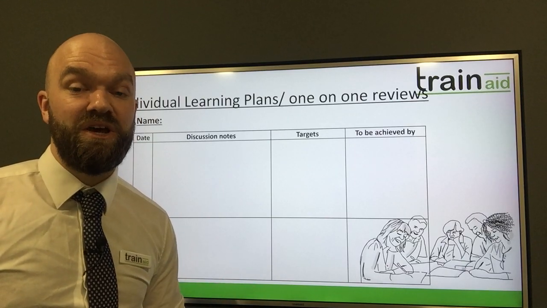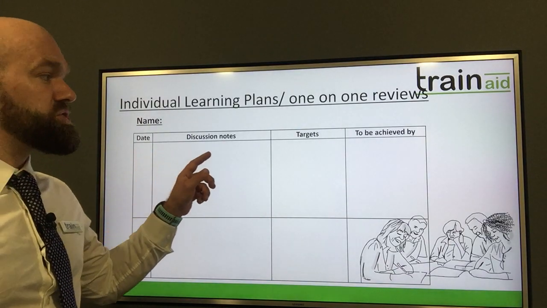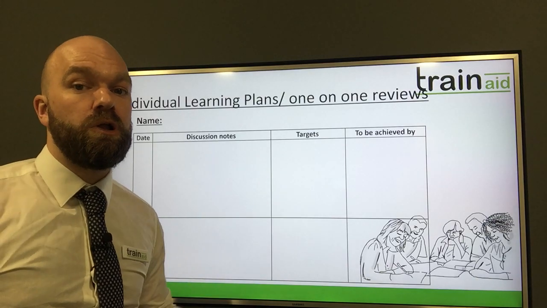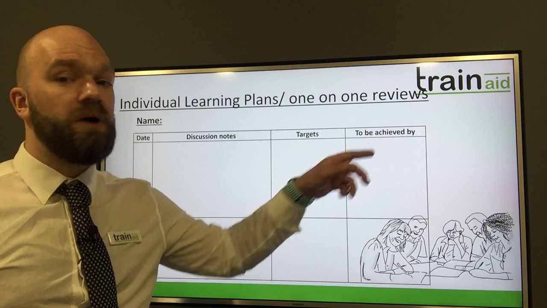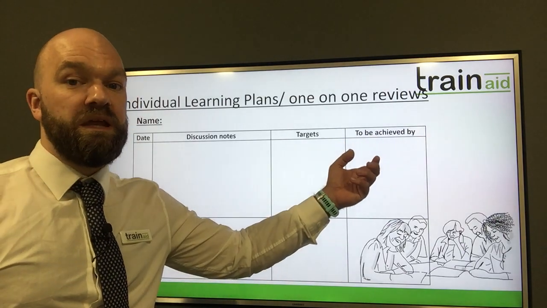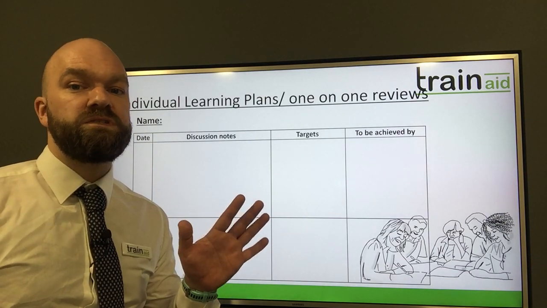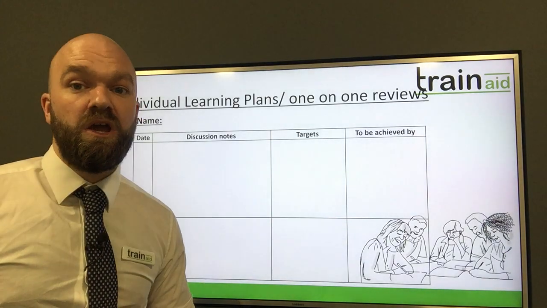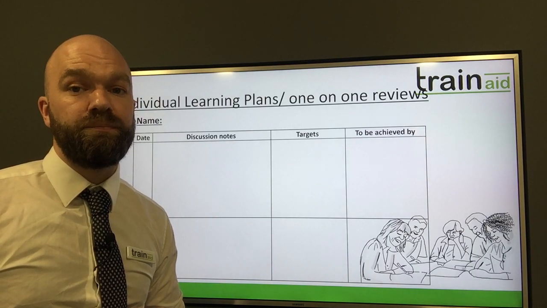confidentiality purposes. Okay, the ILP behind me shows the dates, discussion notes, also targets as well, so setting your learners' agreed targets, and also to be achieved by date as well. So whatever the target is, there's going to be an end goal here as well. But just to reiterate, we're looking at 5 different learners, and we're expecting to see just you setting some targets for your learners as well.